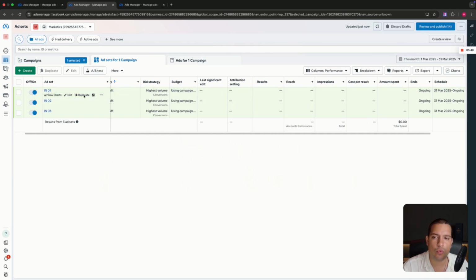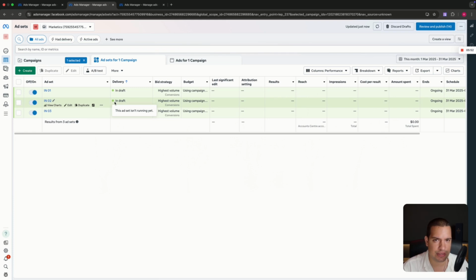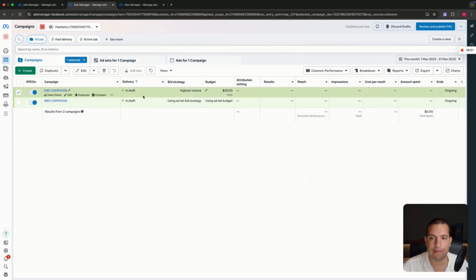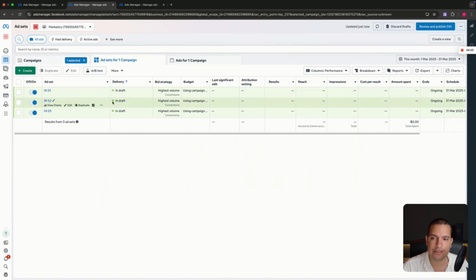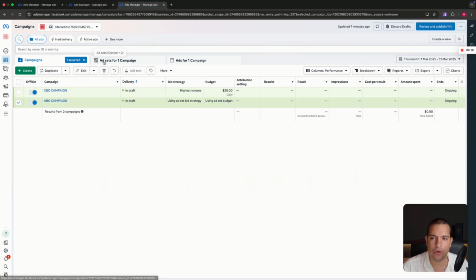So the CBO will put the money towards the most performing interest, and or the most performing ad set, depending on what you want to call it. So maybe, let's say if we have a budget of $20, maybe this one will spend $15, this one will spend $3, and this one will spend $1 or $2, something like this. So on paper, this one seems amazing compared to the ABO on this side.